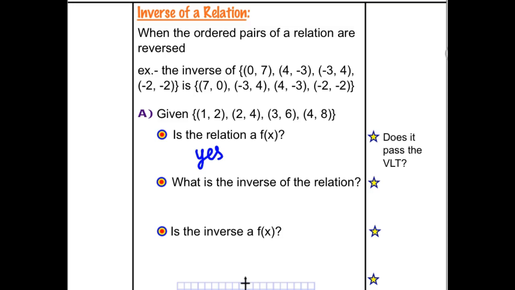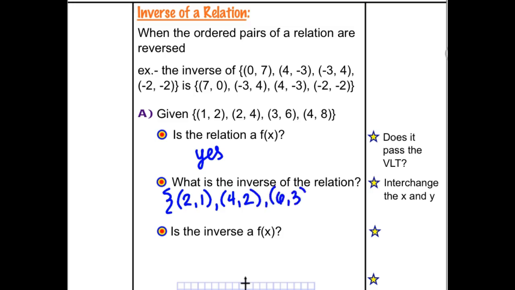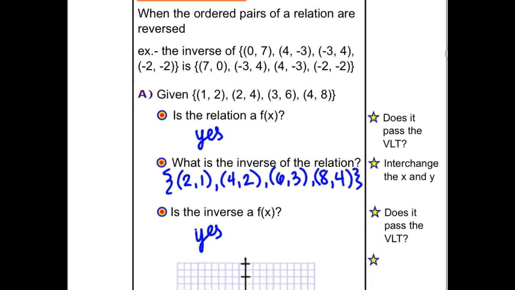Now, what is the inverse of the relation? We're interchanging x and y. So my new relation, the inverse, would be (2, 1), (4, 2), (6, 3), (8, 4). And then we want to know, is the inverse a function? In other words, again, does it pass the vertical line test? In our case, yes, this one would, because there's still only one output for every input.